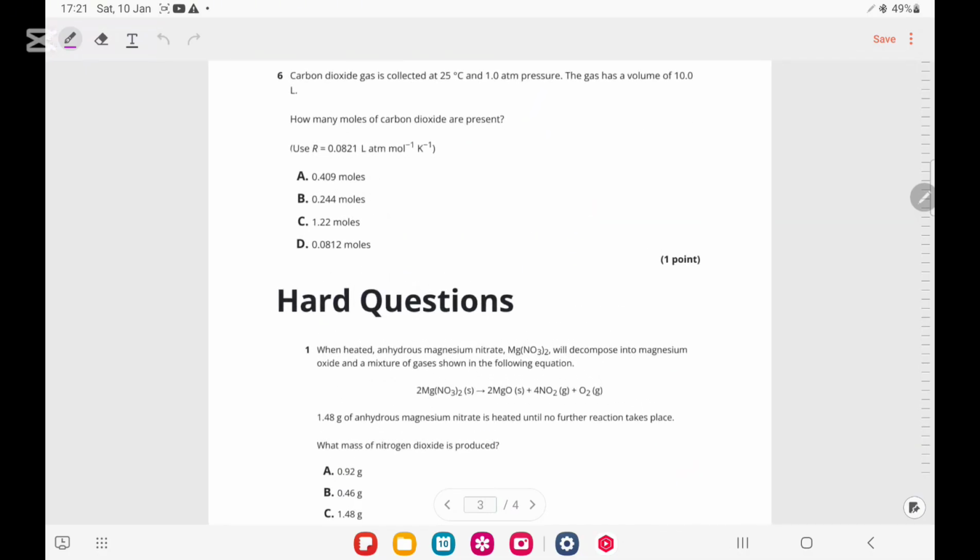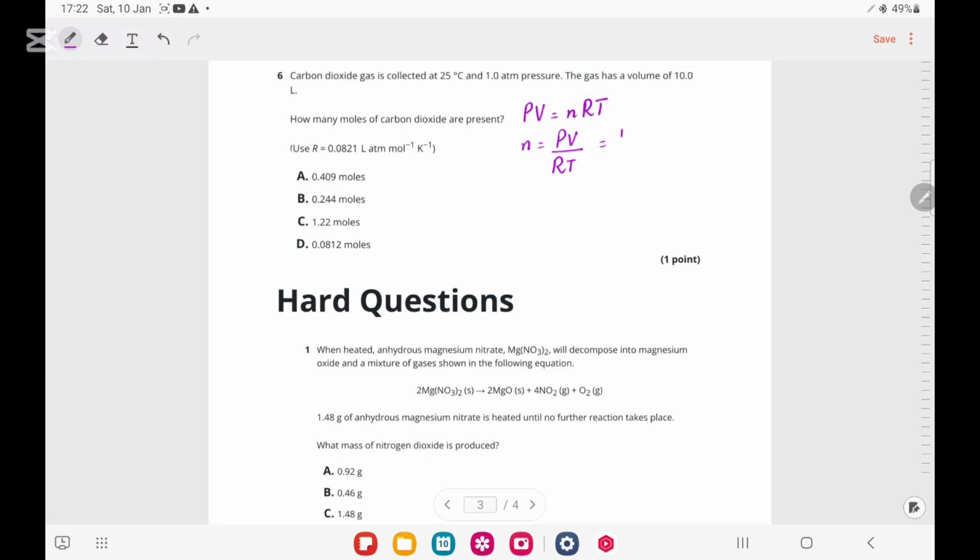So now we have another question. They are saying carbon dioxide gas is collected at 25 degrees Celsius and 1 atm pressure. The gas has a volume of 10 liter. How many moles of carbon dioxide are present? So for this question we are going to use the general gas equation, the ideal gas equation, which is PV is equal to nRT, and we need to find the moles.